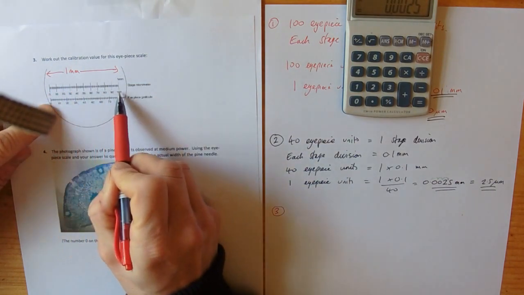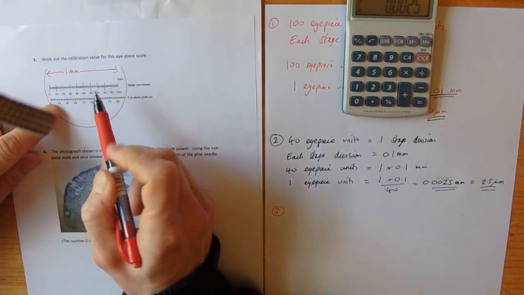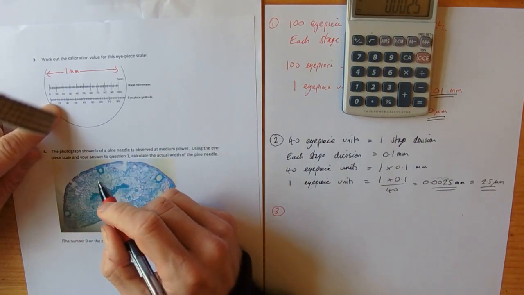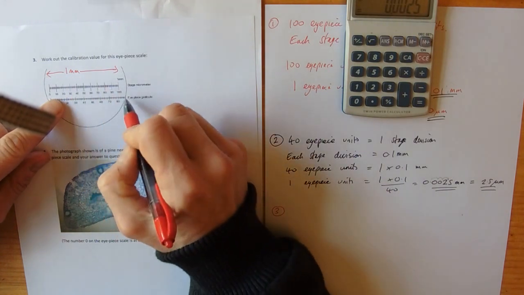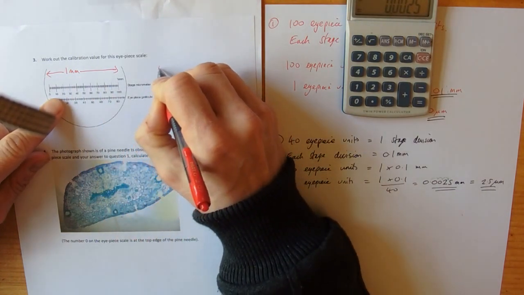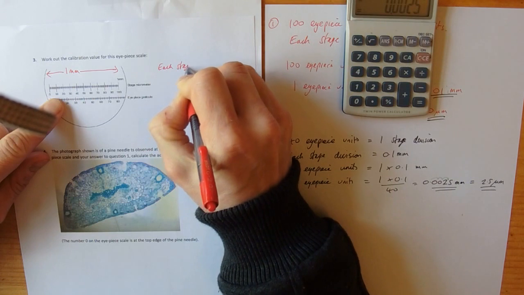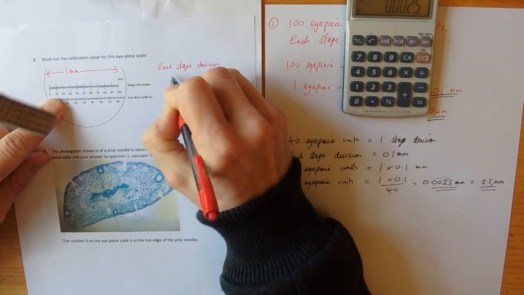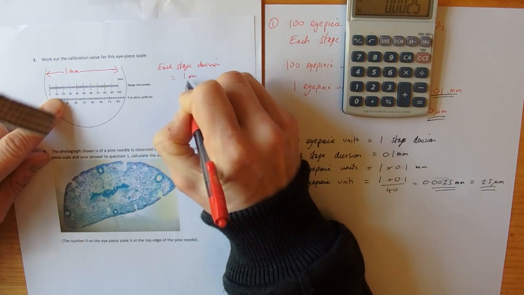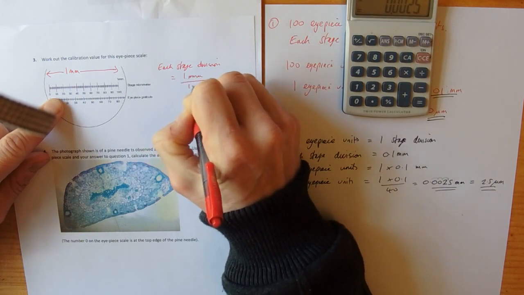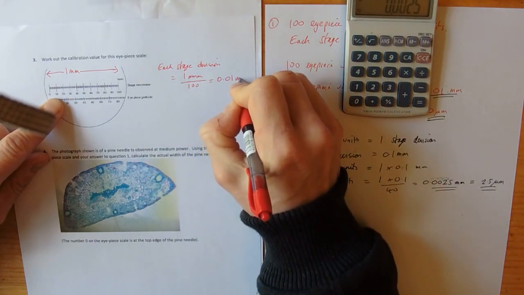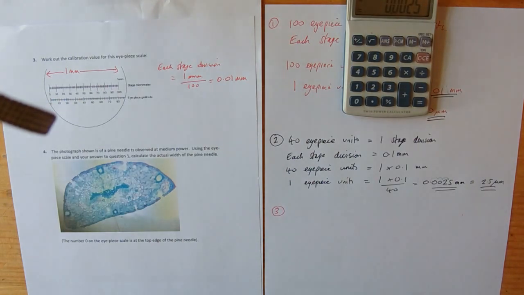And we're dividing that into 100. So each stage unit is not what we were using before. It's actually 1 divided by 100th. So each stage division is 1 millimeter divided by 100. So that is equal to 0.01 millimeters. So a slight change to what we had before.